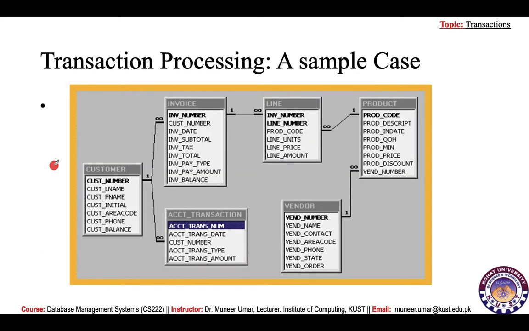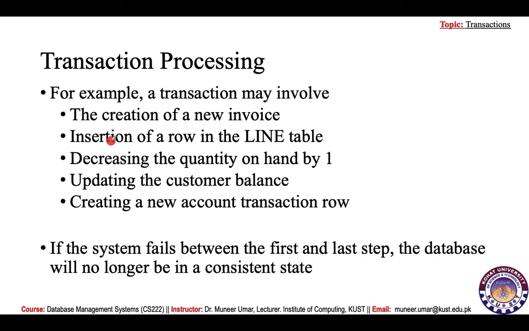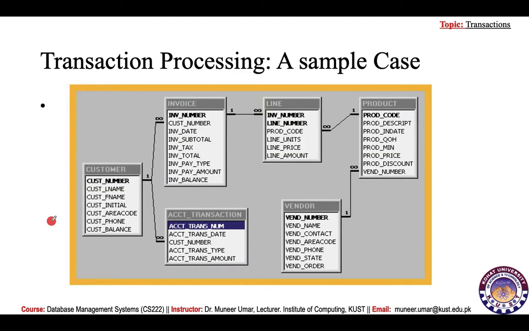We are going to have a sample case. Suppose we have a database with 6 tables and all these tables are interconnected. Now we need to perform an operation, and that operation will have multiple statements. So what we do is put all these statements in a single transaction, and then we will check the possible cases. So here we have a sample transaction on this one database.